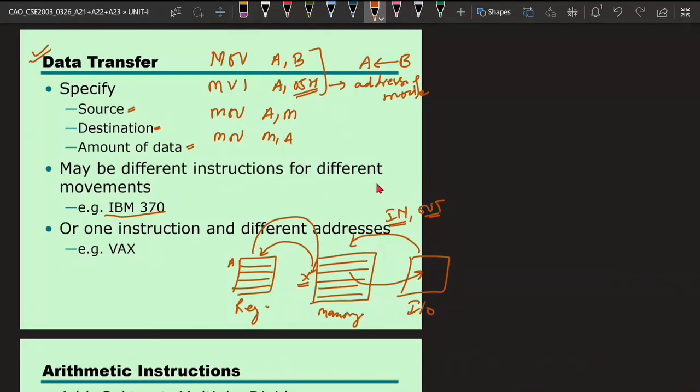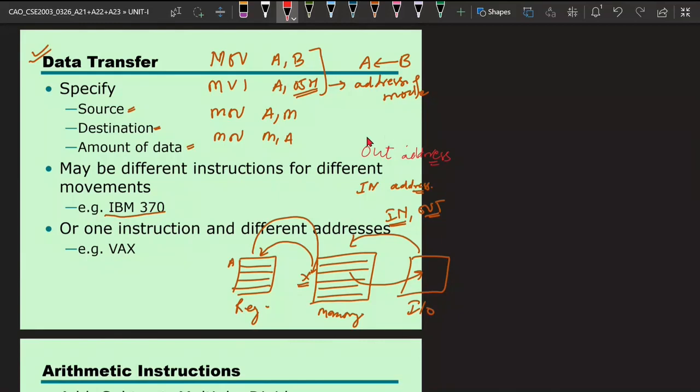So input and then its address. Input is the instruction and its address will be the location. From this address location, it will be taking the data and storing it to the memory location. Similarly, if it wants to transfer some data from the memory location to the input output devices, it will be using the instruction called out. It will be out and then the address location, at which address location this data should be output.